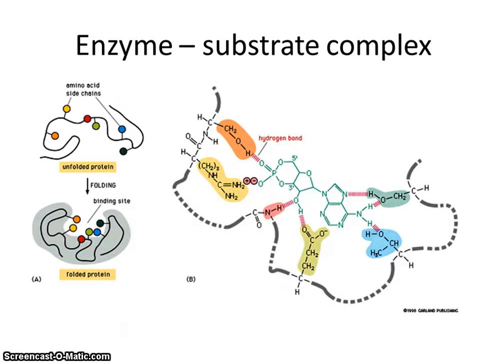And here's a diagram showing how that folding creates a binding site and how the amino acid side chains that line the binding site are able to bond to this particular substrate here, making use of interactions such as hydrogen bonds again and ionic interactions.